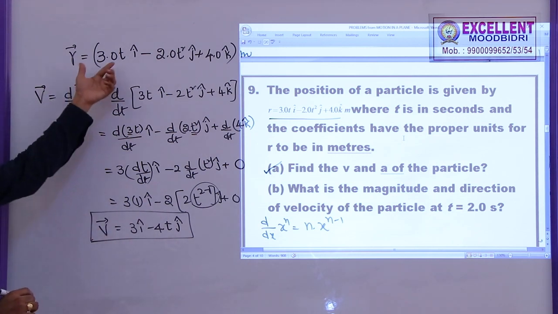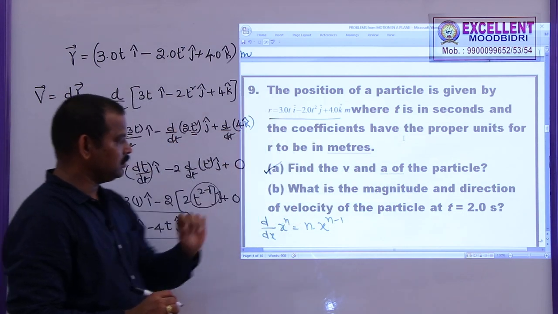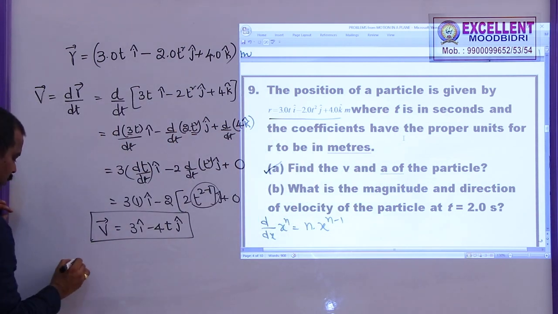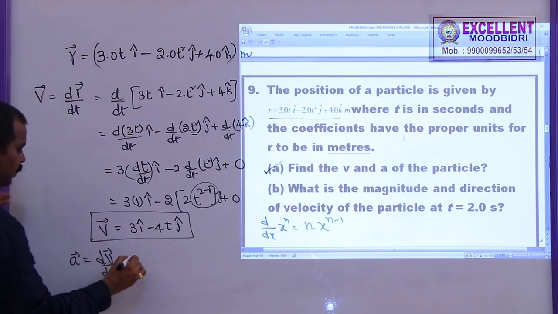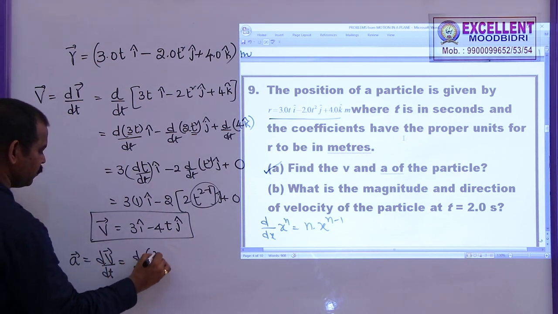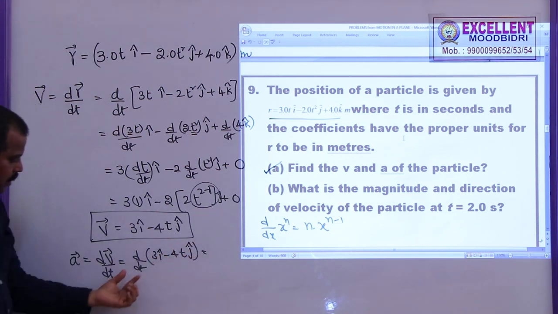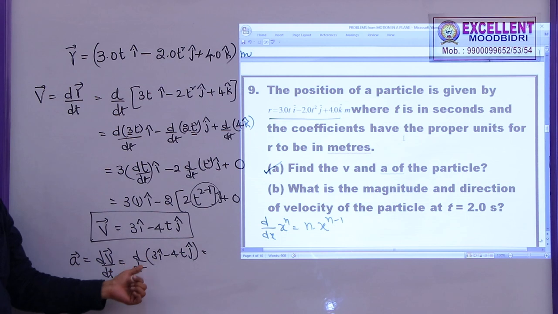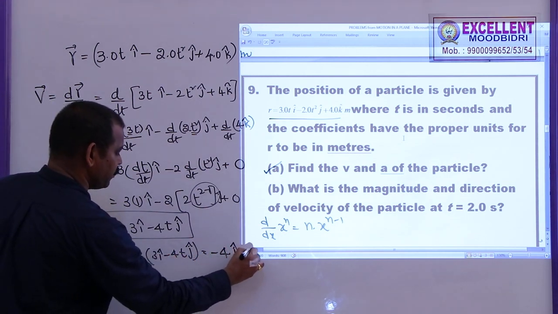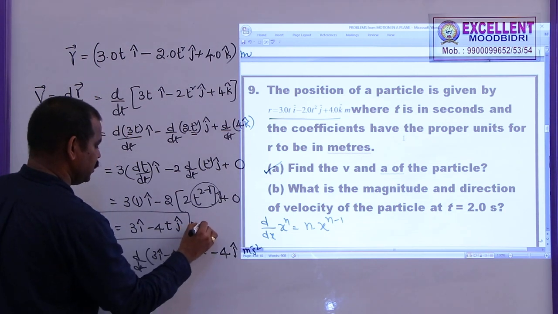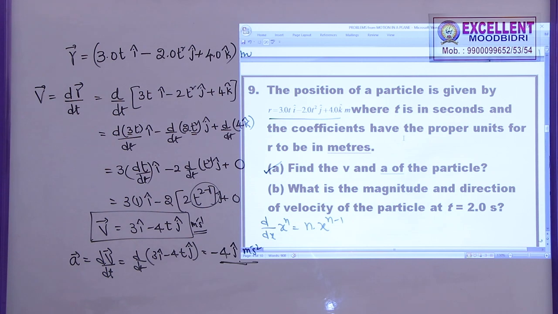So this is the displacement vector, and from that I found the velocity vector. They are asking us to find acceleration also. So what is the acceleration vector? Acceleration is equal to dv by dt. This is d by dt of 3 i cap minus 4t j cap. Once again, derivative of 3 constant is 0, and this is minus 4. So minus 4 j cap meter per second square, while velocity is in meter per second. So this is the acceleration vector.